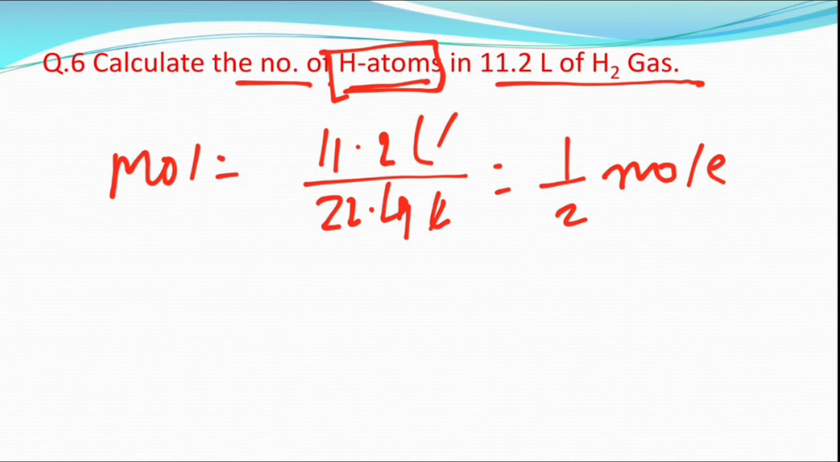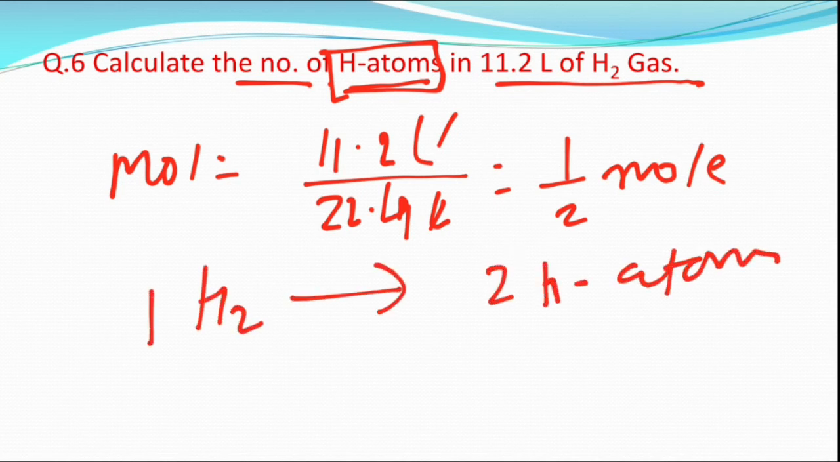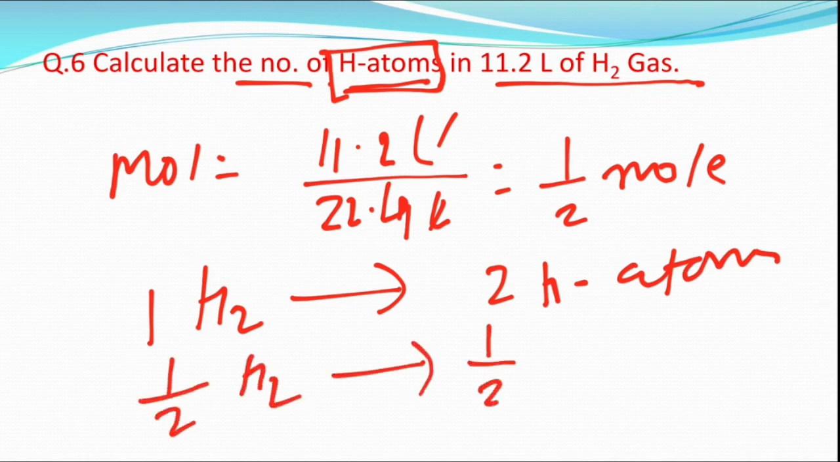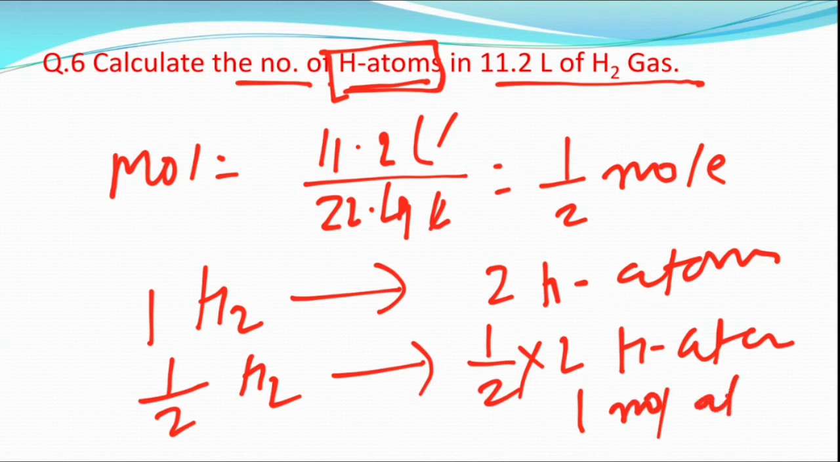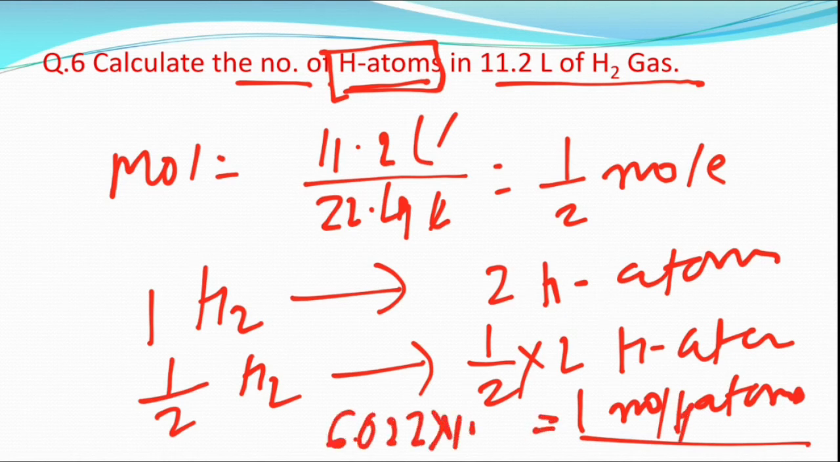Okay, so we know that one molecule of H2 will give 2 hydrogen atoms. So 1 by 2 mole of H2 will give 1 by 2 into 2 hydrogen atoms, which is 1 mole hydrogen atoms. And what is the meaning of 1 mole hydrogen atoms? It means it will be equal to Avogadro number, 6.022 into 10 to the power 23 hydrogen atoms.